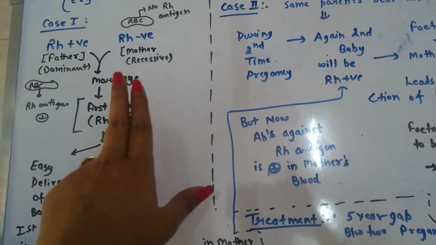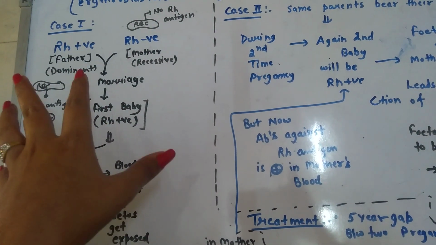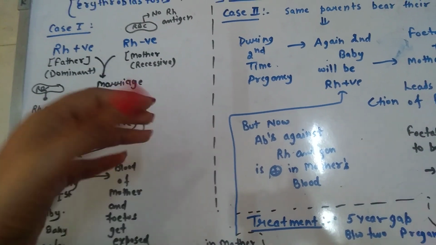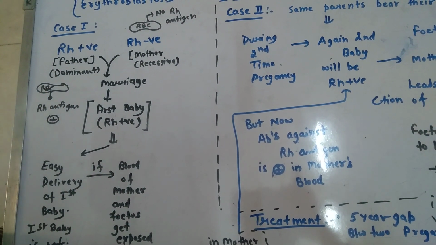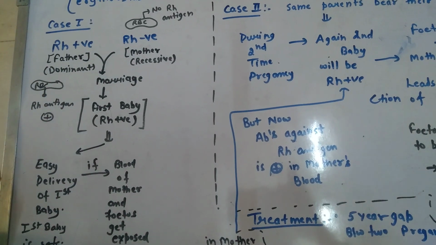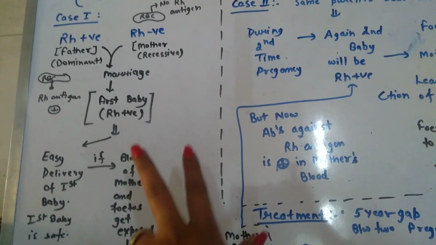After marriage between both the father and mother, when they become a couple, they conceive their first baby. And what will be the blood group of the first baby? It will be RH positive. So the first baby will be RH positive.